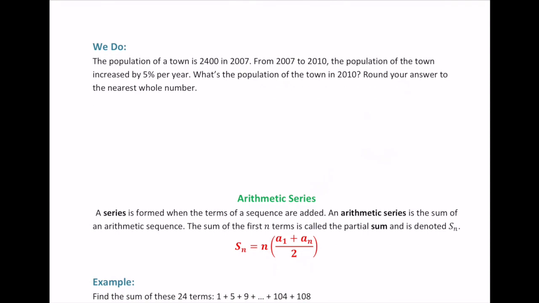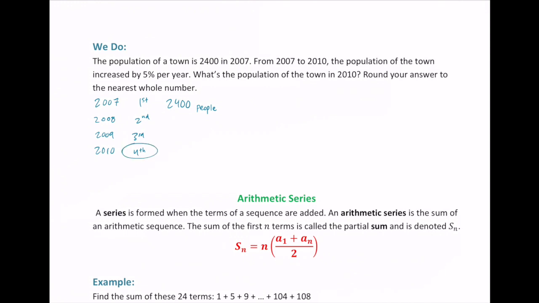Okay, let's do an example with this. So the population of my town is 2,400 people in the year 2007. So from 2007 to 2010, the population increased by 5% per year. So what's the population in 2010? Okay, the first year that we're keeping track of things is the year 2007. So that's my first year. And we have 2,400 people. So then we have 2008 is the second year, 2009 is the third year, and 2010 is the fourth year.